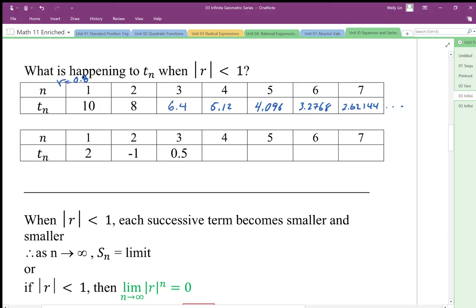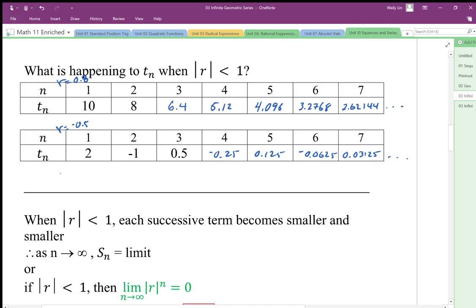If the r value is negative, it doesn't matter because each term still is getting smaller. So here I'm multiplying by negative 0.5. So here r is equal to negative 0.5. So I get negative 1, positive 0.5, negative 0.25, positive 0.125, negative 0.0625, okay, this becomes positive 0.03125.